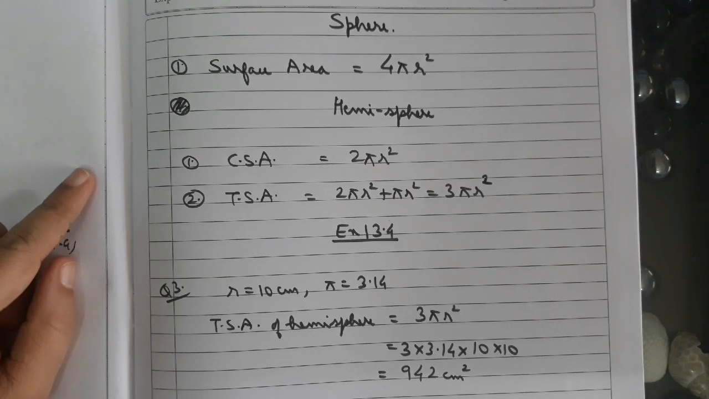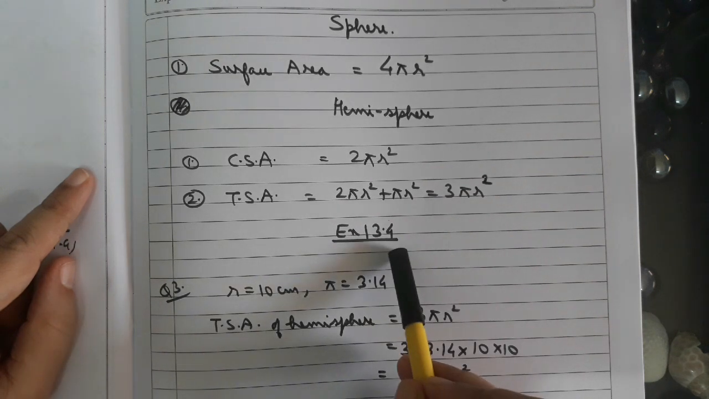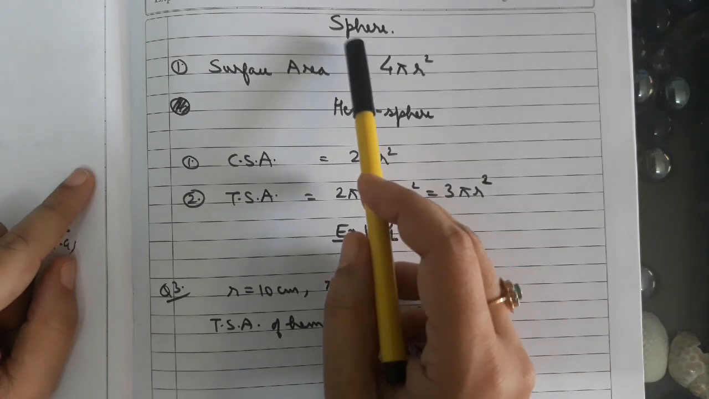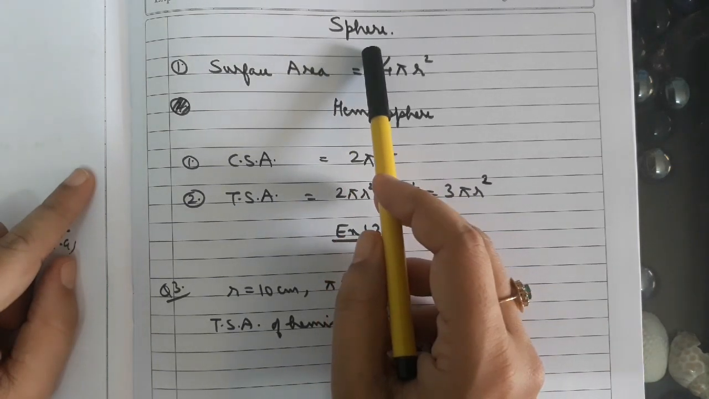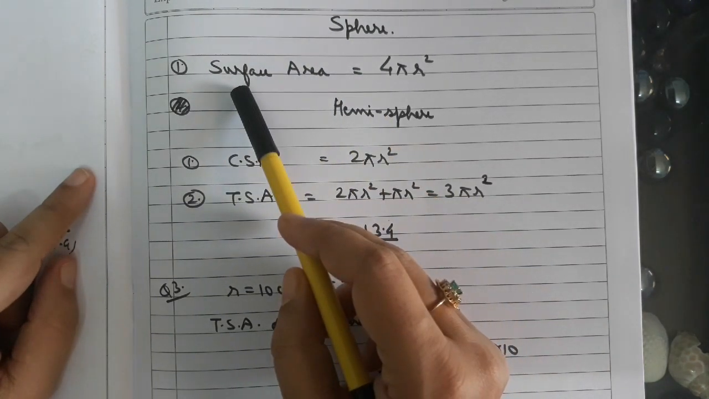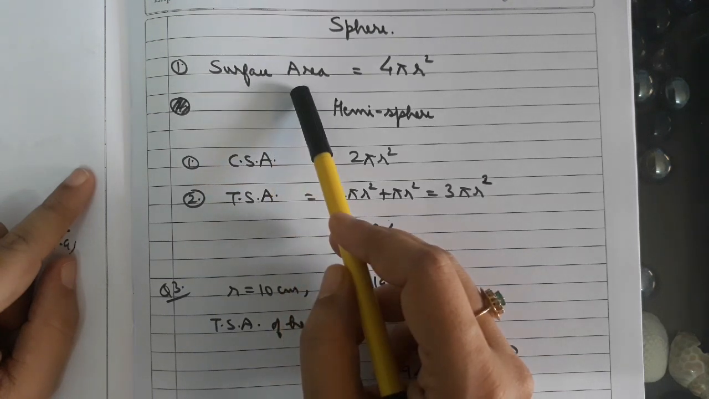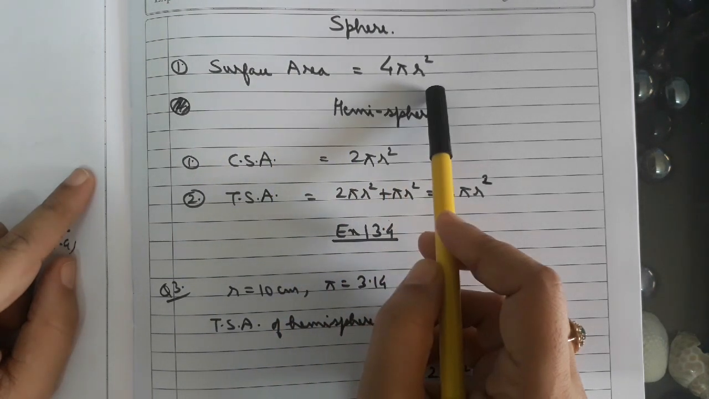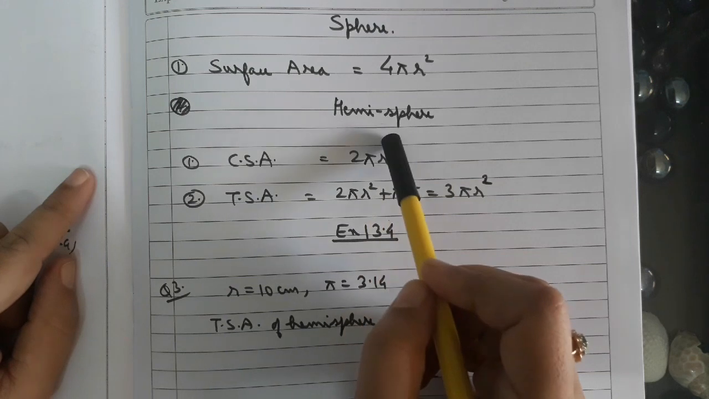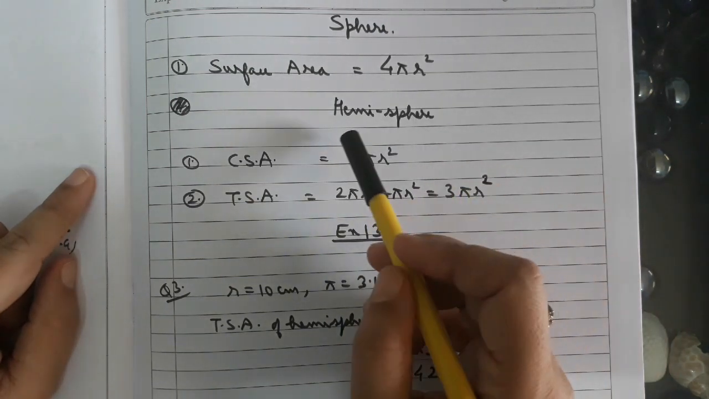Good morning students. In this video we will do questions based on exercise 13.4. So in this we have sphere. The formulae are: the surface area of a sphere is 4 pi r square. A hemisphere is half of the sphere.